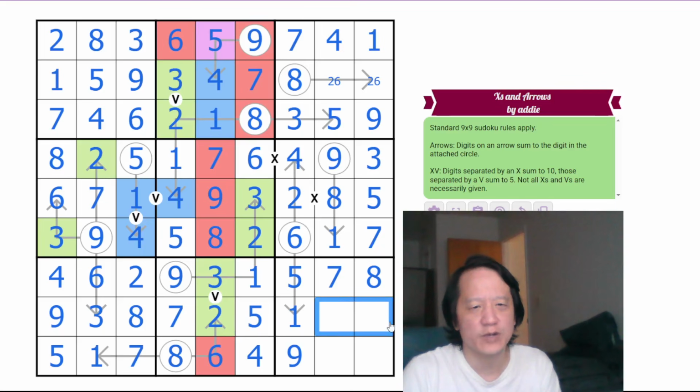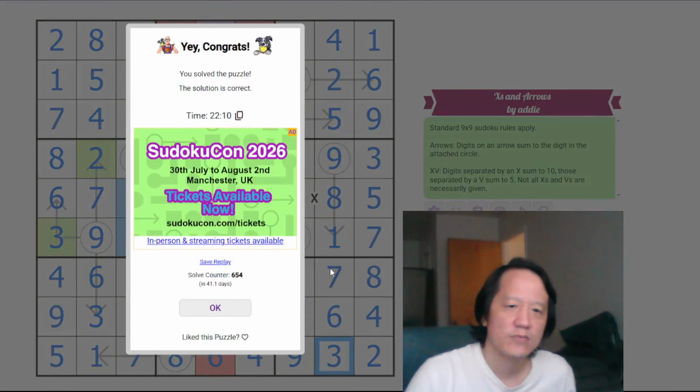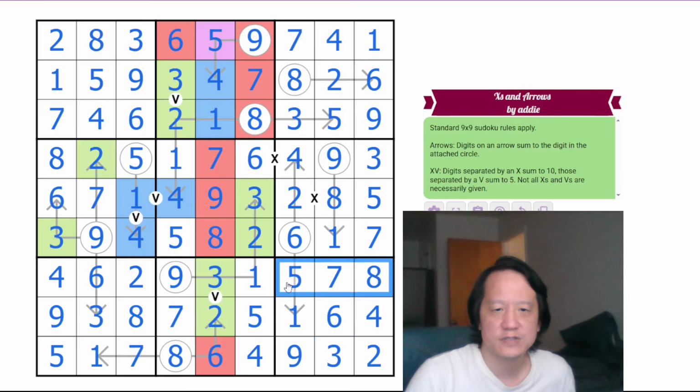Remaining digits of row 8, we have 4 and 6. No 4 here because of 4 in the column, so that's 6, that's 4. 6 eliminates 6 here, so it's 2 and 6, which means this has to be 2, and this must be 3. And that's how you solve it.